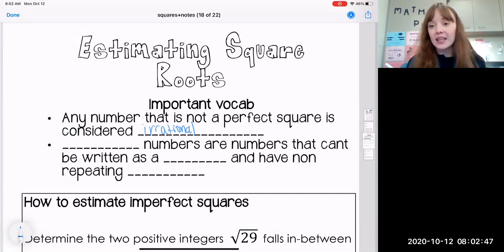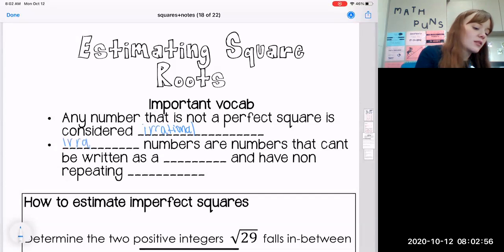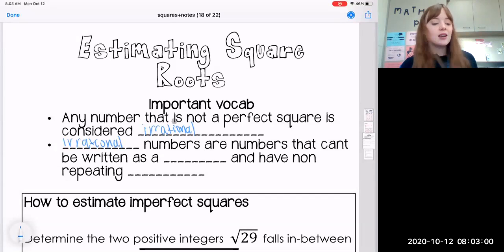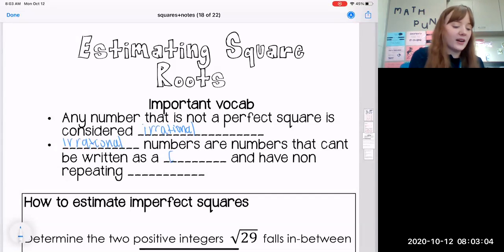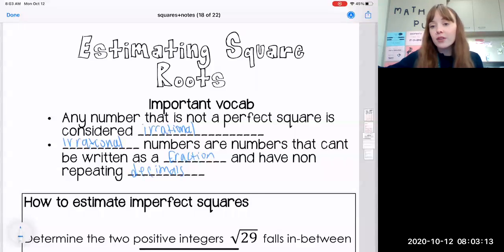Rational numbers are anything that can be written as a fraction that have decimals that end and decimals that repeat. So what an irrational number is, and yes, you have to write down the definitions. Irrational numbers are numbers that can't be written as a fraction, and they have non-repeating, non-terminating decimals. That means that it can go on and on and on forever and ever and ever.